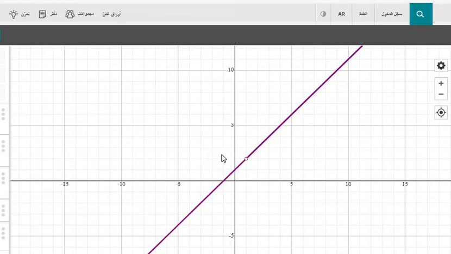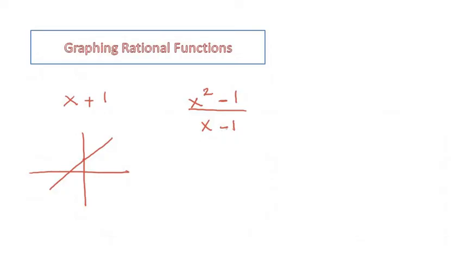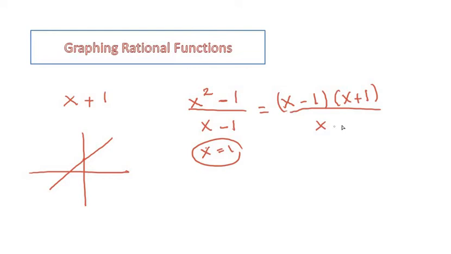The graph of this function is similar to the graph of x plus 1, except that we have a hole here at the point (1, 2), because this function is not defined when x is equal to 1. Because x equals 1 is the zero of the denominator. Now let's apply the rules of factoring on this and see how we can get this linear function. x squared minus 1 is equal to x minus 1 times x plus 1 over x minus 1. These two cancel out and we get here x plus 1.